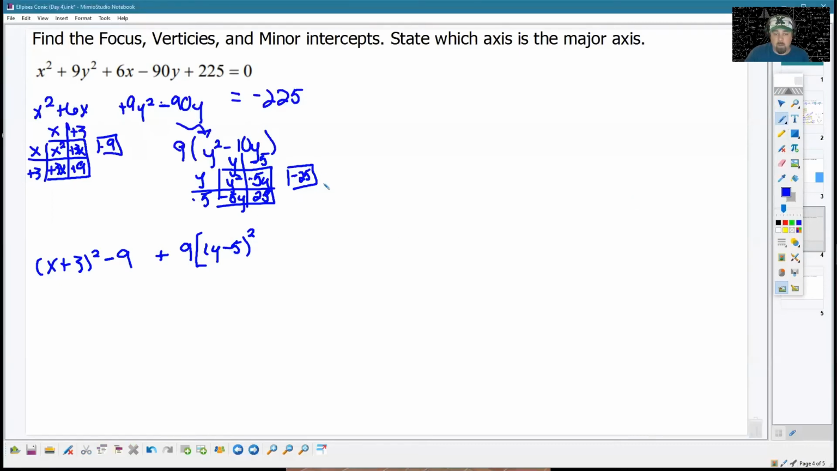And it's going to be minus 25 in here. And that's still equal to this negative 225. Now I need to distribute this so I can move everything and get it into the right form. So this is (x + 3) squared minus 9, plus 9 times (y - 5) squared. And 9 times negative 25 is negative 225.